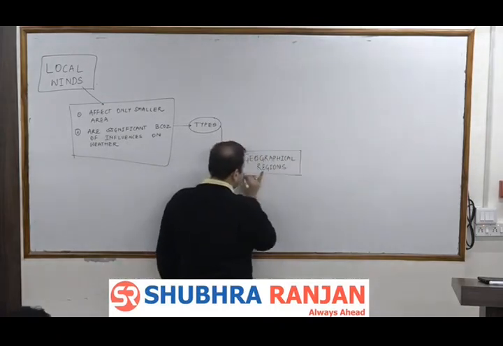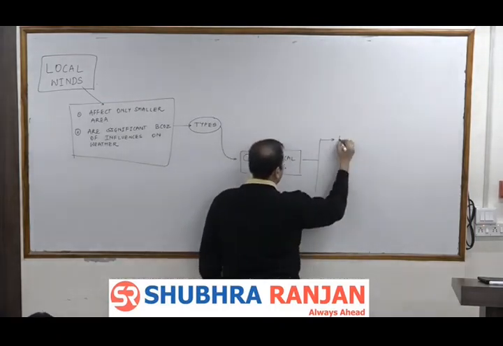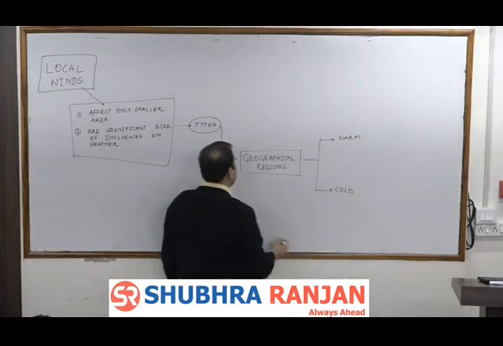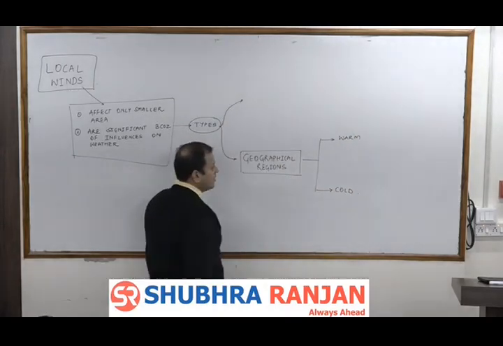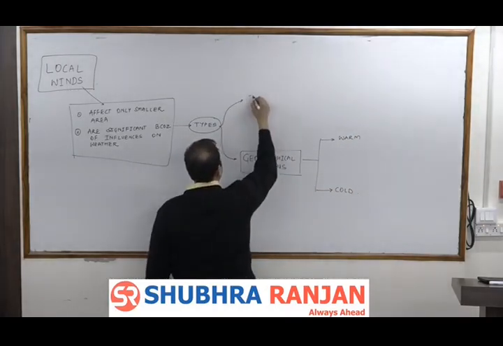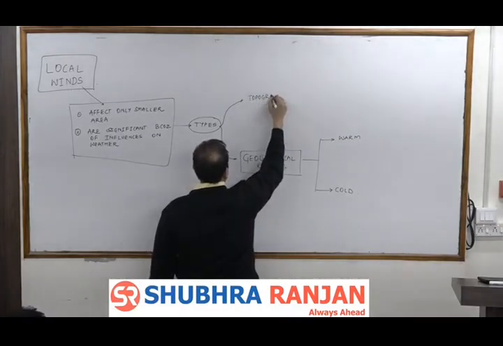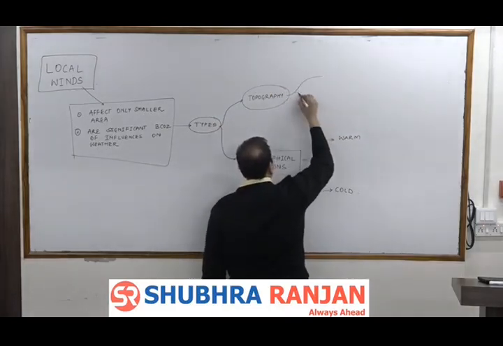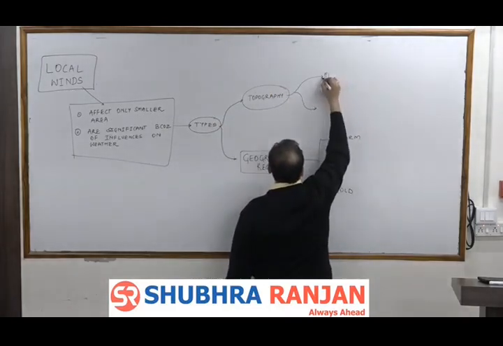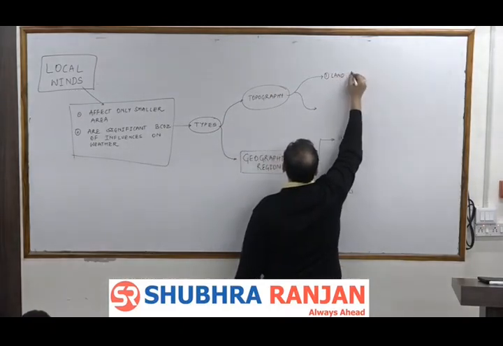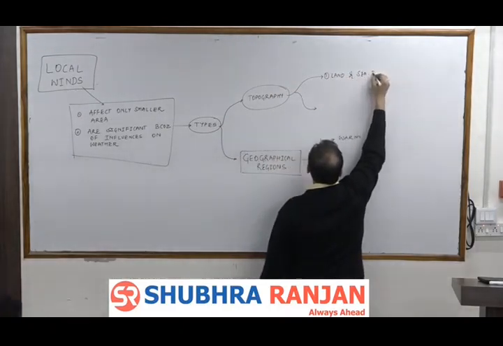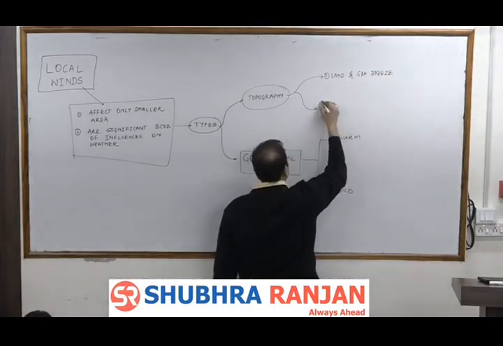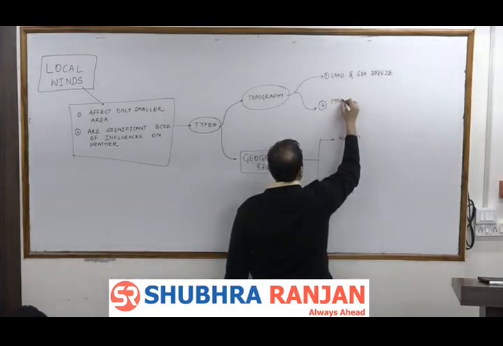And we will divide this into warm and cold. And we will do the local winds based on topography. So ये सब एग्जाम में मत लिखो, topography और सब. This is just to tell you. And these are of two types. लैंड एंड सी ब्रीज, ये कहीं पे भी हो सकता है. एंड दूसरा इज द माउंटेन एंड वैली ब्रीज.